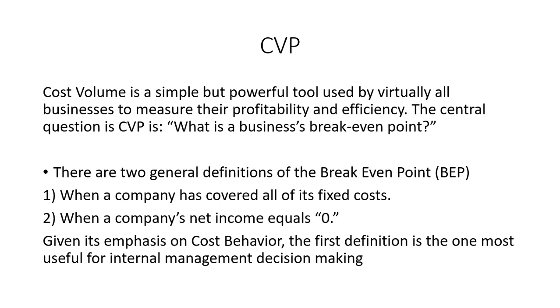Okay, but there are two general definitions. The first one is when a company has covered all its fixed costs, and two, when a company's net income is equal to zero. The first one is sort of a management perspective. The second one is an accounting perspective. Every accountant should know that when your revenues are equal to your expenses, you have a net income of zero. That's called break even. Of course, if your revenues exceed your expenses, you have net income. If they're less than your expenses, then you have a loss.